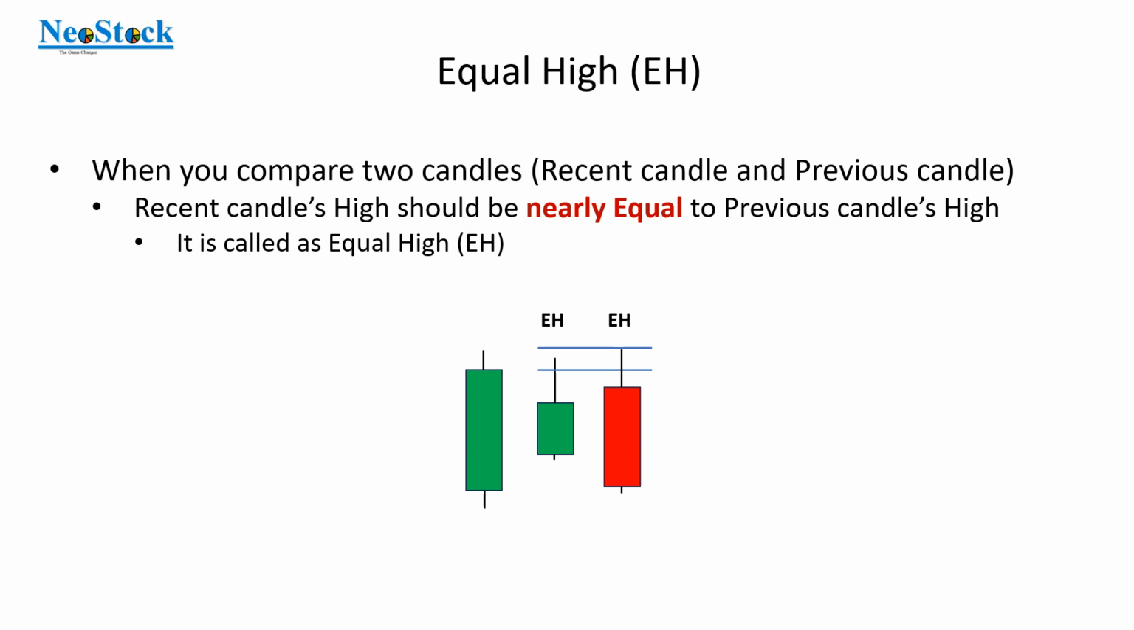So this buffer, whatever buffer you are defining, is the lenience you are giving while comparing the present candle and the previous candle. Hope you understand what exactly an equal high is. The same concept you can apply for equal lows as well. In the next slide, let us look into equal lows.